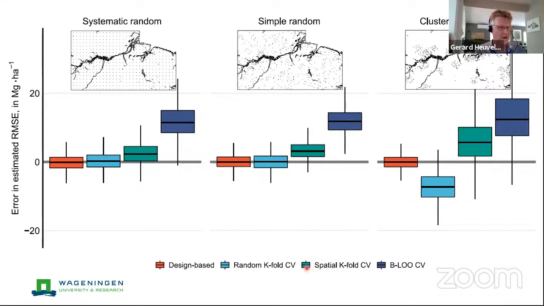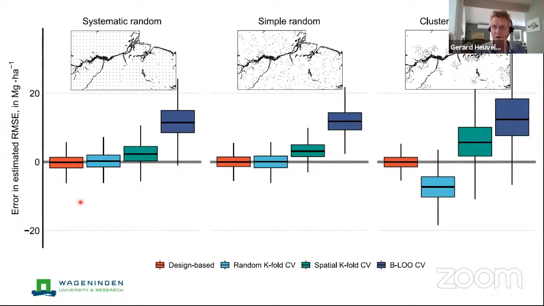Now, the green and the dark blue are both versions of spatial cross-validation. In our case, they did bad jobs in all cases, especially the buffer leave one out cross-validation method. So they are too pessimistic, especially this one over here. But even in case of a simple random sample, they tend to be too pessimistic about the root mean square error.